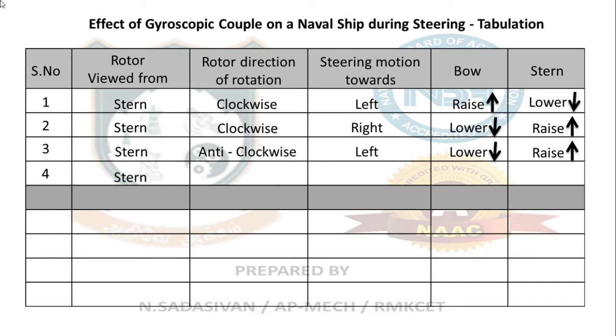Similarly, when you are looking at the propeller from the back, the stern of the ship, while the propeller is going around in anti-clockwise direction and you are taking a right turn, what will happen? The same that happens in the first case, left, will happen here. Your bow will rise, stern will fall. Same thing when I look from the front end of the ship, from before the propeller, those things I am writing here.